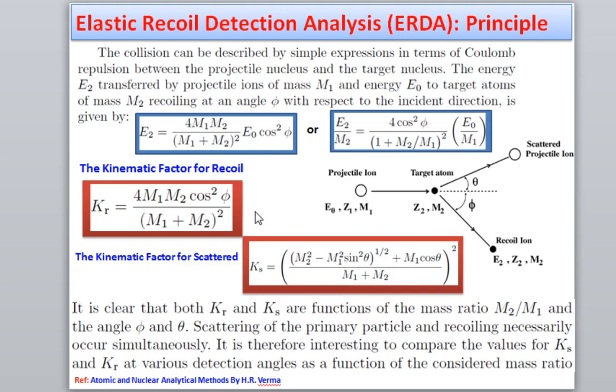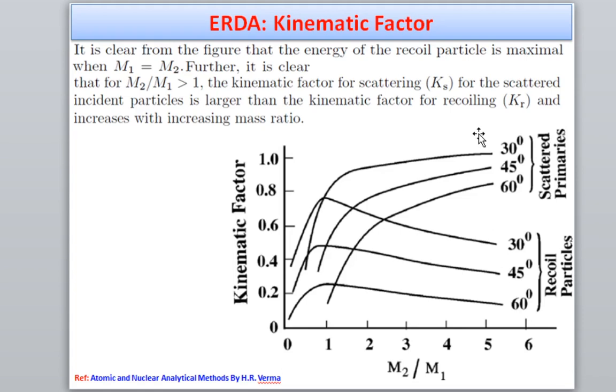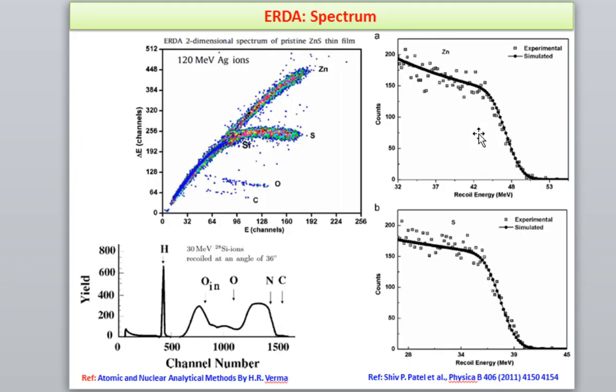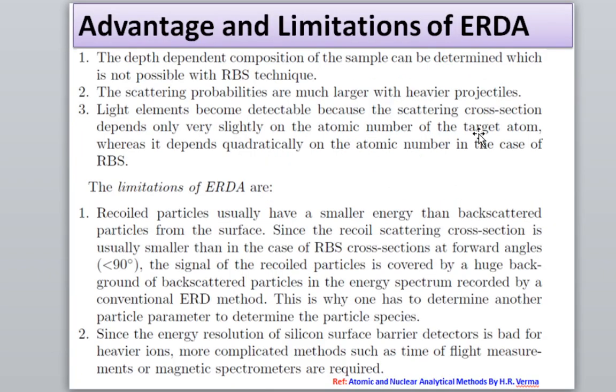Again, I will remind you, please submit the assignment. You have to do this assignment, that is calculation of the kinematic factor for the recoil atoms by using energy and momentum conservation. Then I compared the scattering parameters and recoil particles, discussed the principle of how it works, then spectra, characteristics, and advantages and limitations of ERDA. Thank you very much for listening.